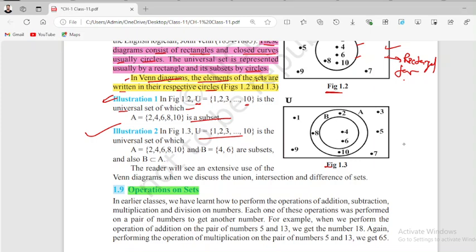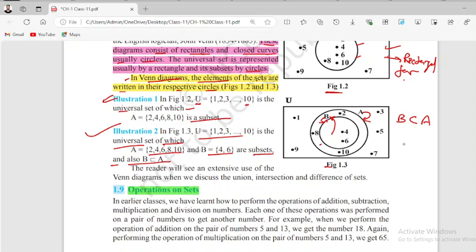The second example: U is the universal set, of which A is equal to this and B is equal to this, are subsets, and also B is a subset of A. So this is A, and the circle inside it, this circle represents B and this circle represents A. The B circle is inside the circle A, so B is a subset of A.